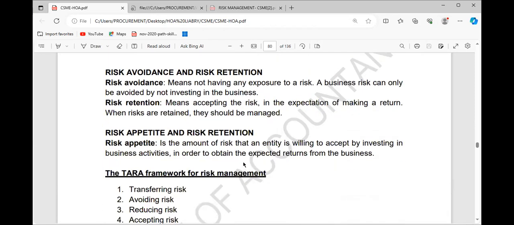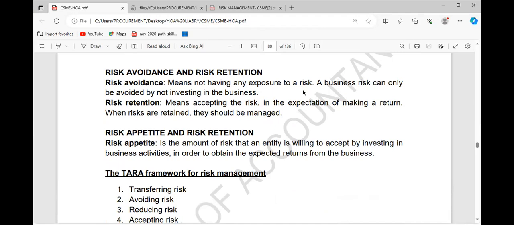Now, there's also what we call risk avoidance and risk retention. Risk avoidance means not having any exposure to risk. It means you are running away from risk. You don't even want to go into risk at all. You don't want to hear anything about risk. That kind of person cannot start a business.